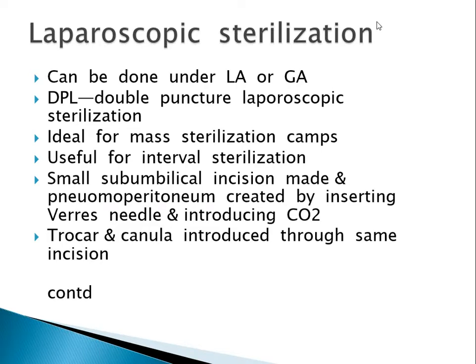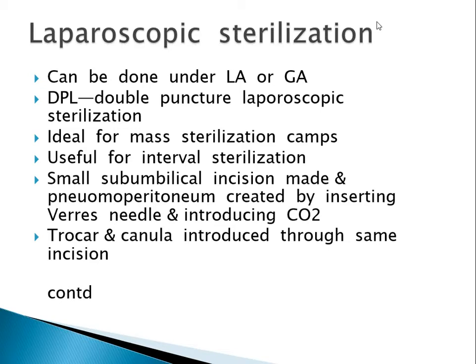Now, why should we create this pneumoperitoneum? So that all the other organs, particularly the bowel and the omentum, are pushed away from your field of surgery, and you can visualize the organs clearly. You can visualize the uterus, fallopian tubes, and ovaries very clearly. Pick up the fallopian tube and apply the rings. So, for that, we create this pneumoperitoneum.